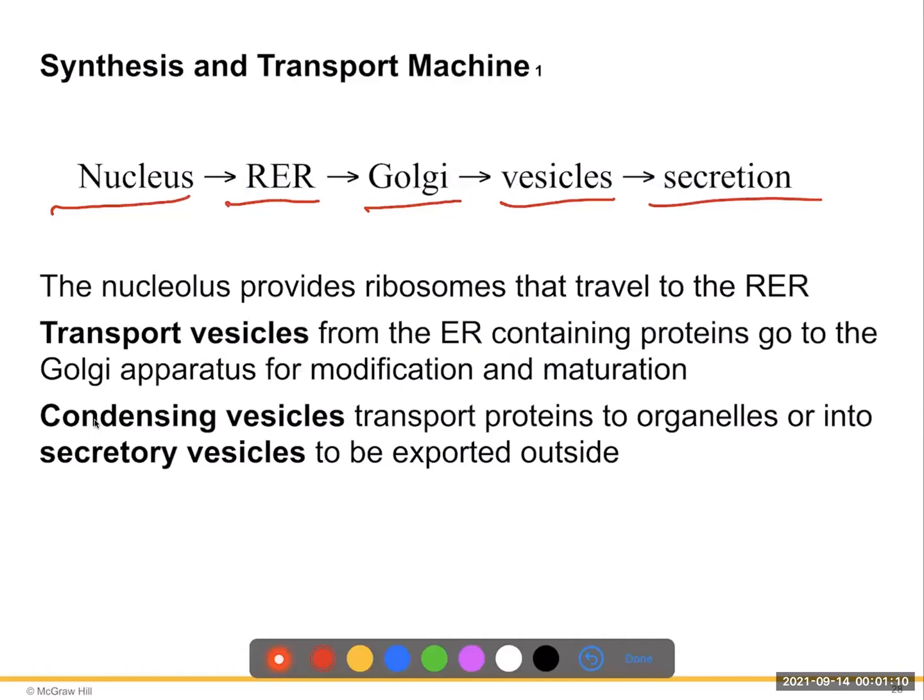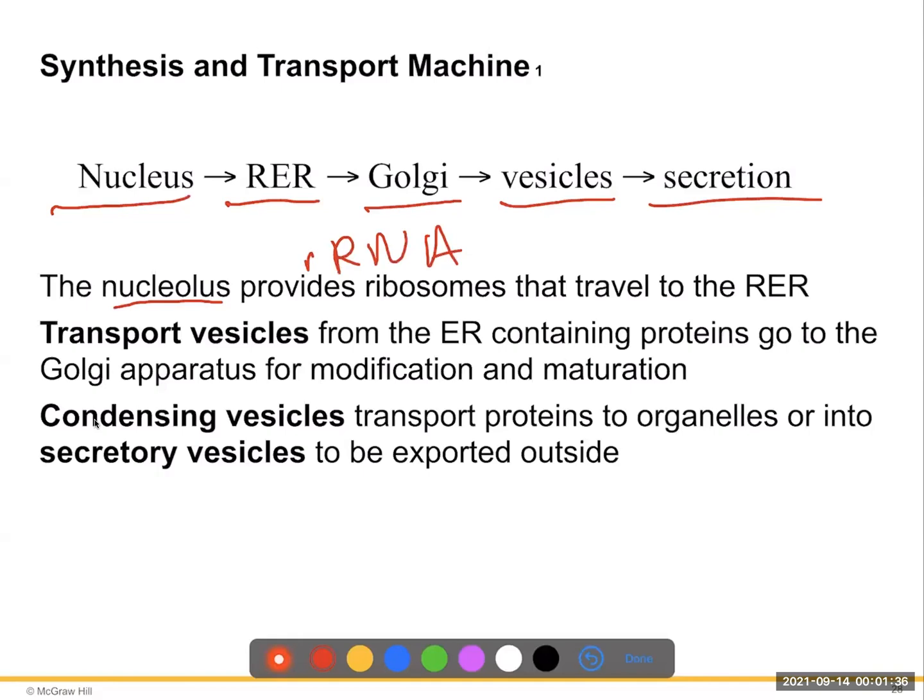Okay, the nucleolus provides ribosomes. Remember, this is your ribosomal RNA, rRNA. And that's what makes your ribosomes, it codes for it. That's your nucleolus. 80% of the people that take the exam, I guarantee you, they're going to say the nucleolus and they're going to check off the box that says the word DNA is located. And it's not true. Okay?